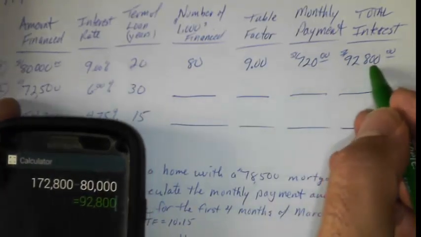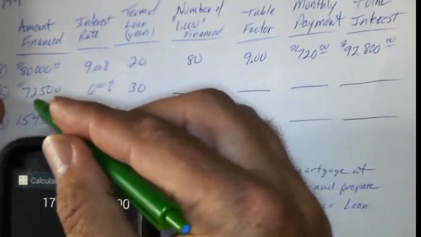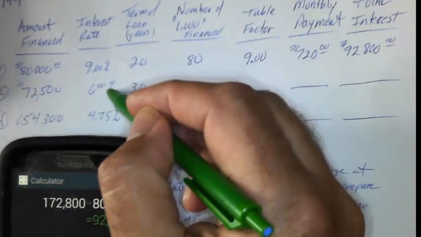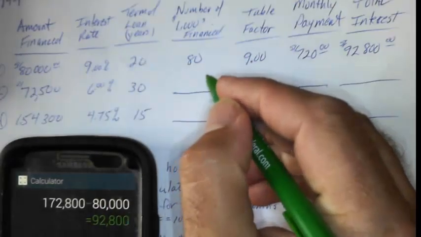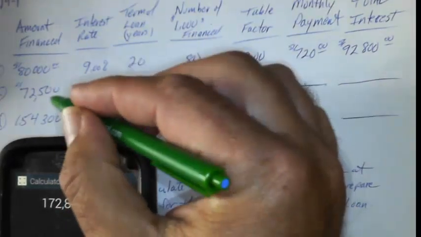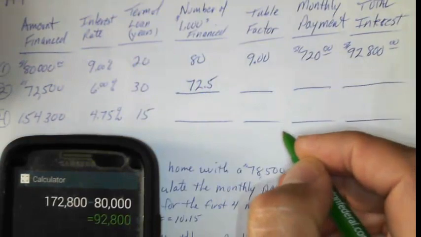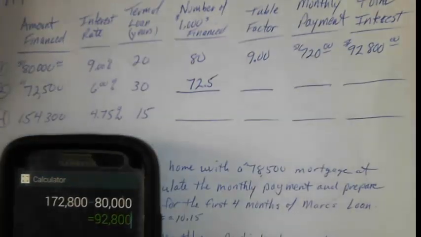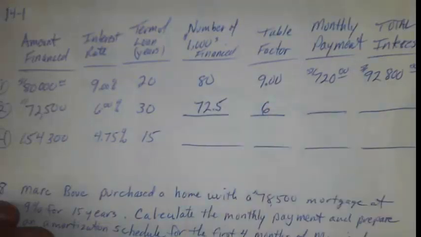So let's do another one of those. So we had 72,500, 6%, 30 years. Okay, so the first question is number of thousands financed. So we're just going to divide that by 1,000. So we're going to have 72.5. Now we have to look up the table factor. So let's do that. So we would have 6% interest, so right here, 30 years, 0.6. I'm going to place that right here.